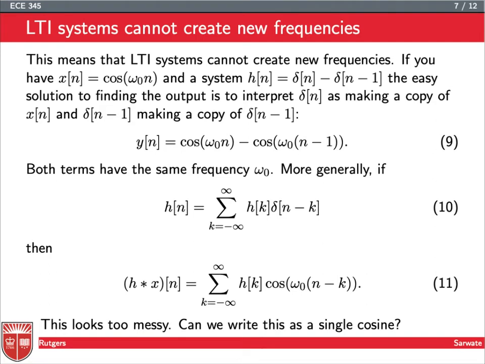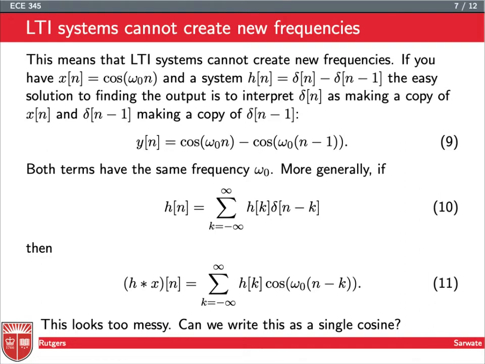So this means that LTI systems cannot create any new frequencies. Let's look at this in the context of a real valued signal, because we like to look at real valued signals a lot of the time. Let's take a cosine omega naught n, and a simple system, this h of n, which is 1 at time 0 and minus 1 at time 1. So this is my signal h of n, right?